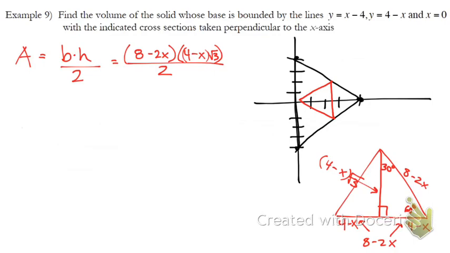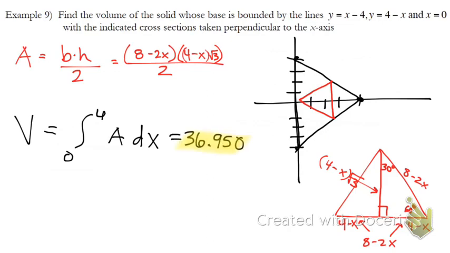All right, so my volume formula. Volume is equal to the integral from 0 to 4 of the area dx. I'm not going to rewrite this in here because I already wrote my area up here, so I'm just going to leave that as is. Go ahead and pause your video, put that into your calculator, and see if you get what I get. All right, in my calculator, when I put that in, I got 36.950.